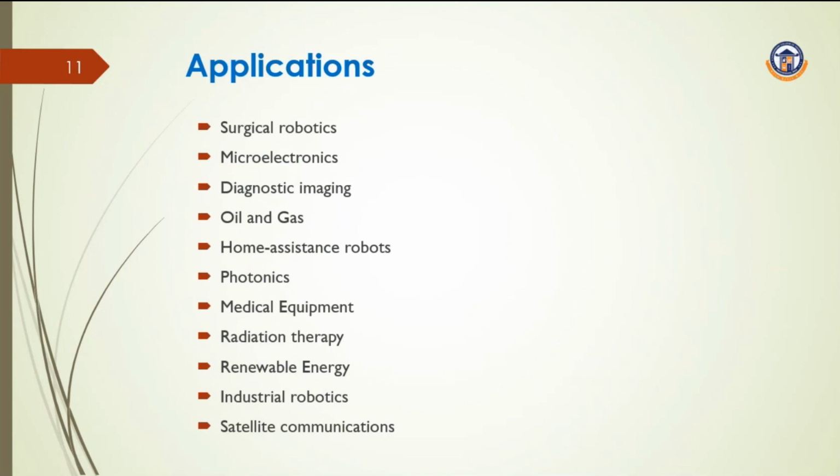Let's go with the applications. There are a large number of position encoder applications. I'm limited here, and it can be used for surgical robotics, microelectronics, diagnostic imaging systems, oil and gas, home assistant robots, photonics, medical equipment, radiation therapy, renewable energy systems, industrial robotics, and satellite communications. Likewise, it goes on wherever we need accurate position measurements, based on the type of encoder we choose for the particular application.